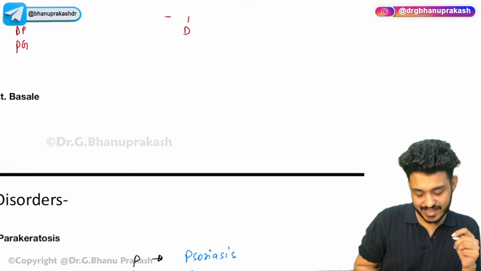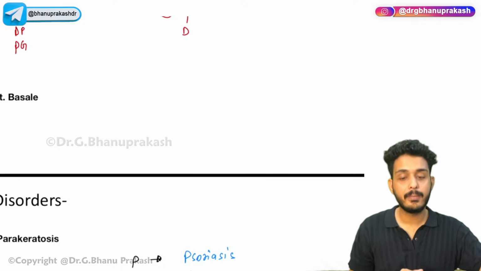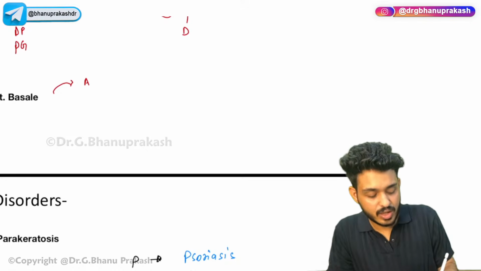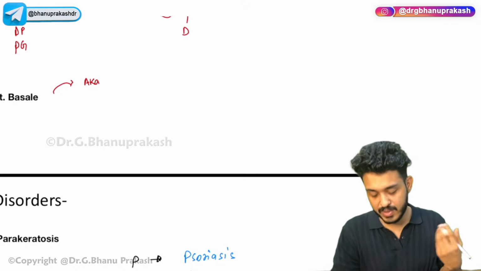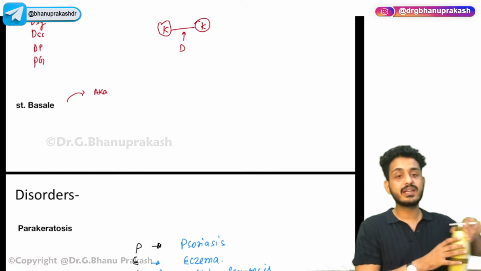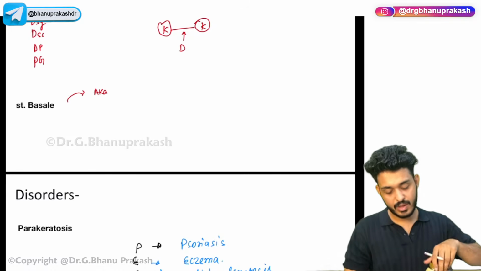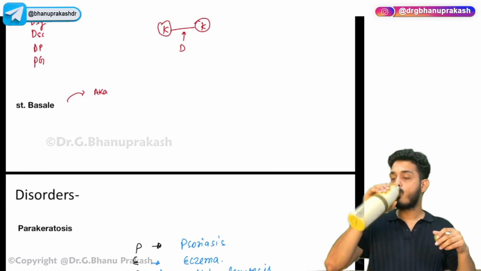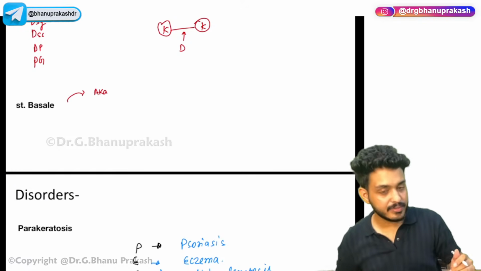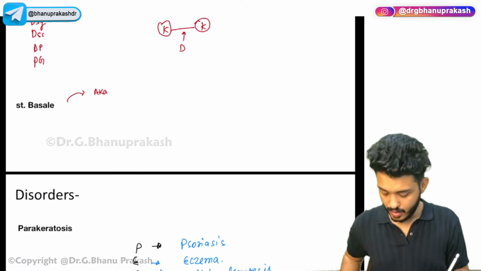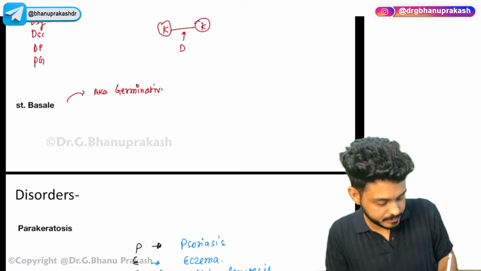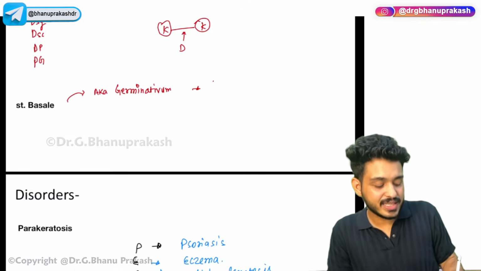Next thing we are going to discuss is the stratum basale. What are the important features of stratum basale? What is the other name for this particular layer? Please try to answer, guys. Very good Sneha, that is germinativum. This is the lowermost layer.